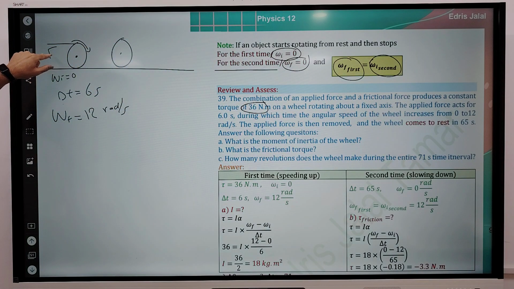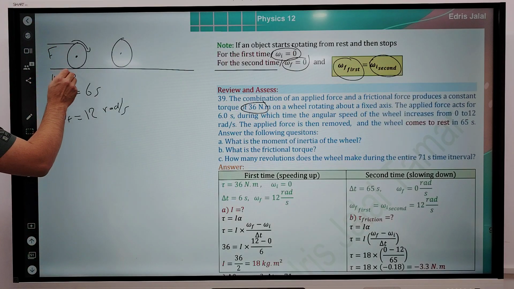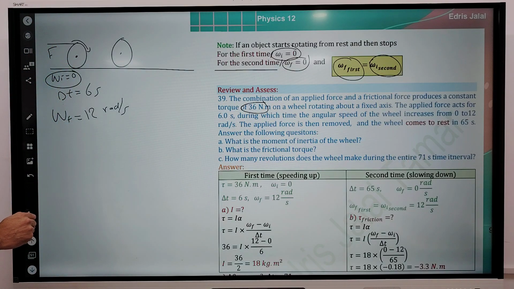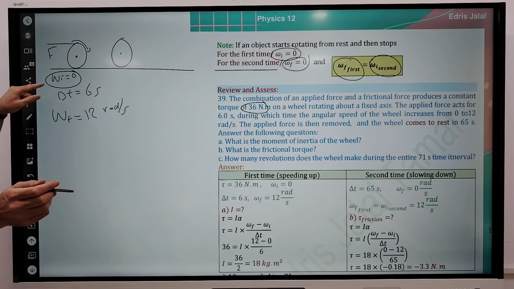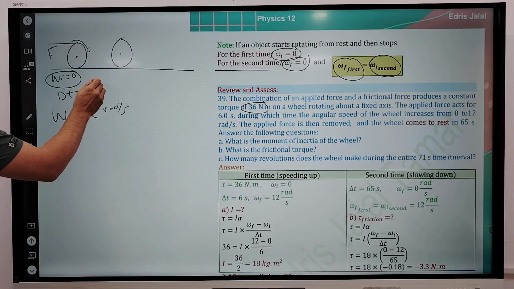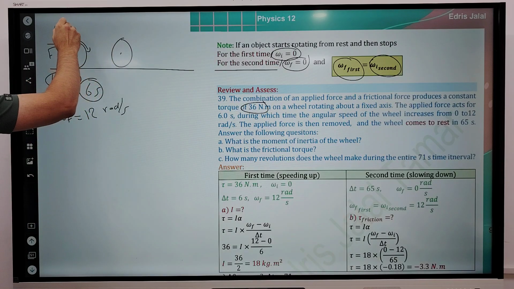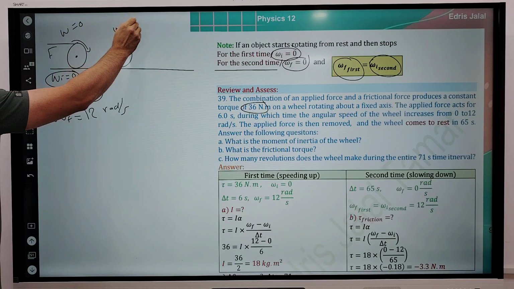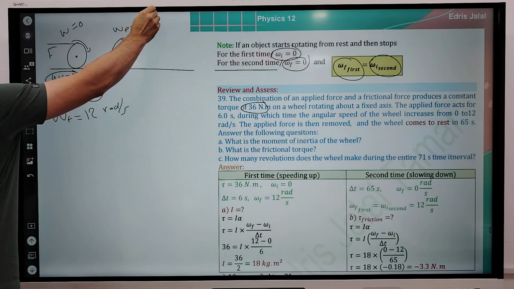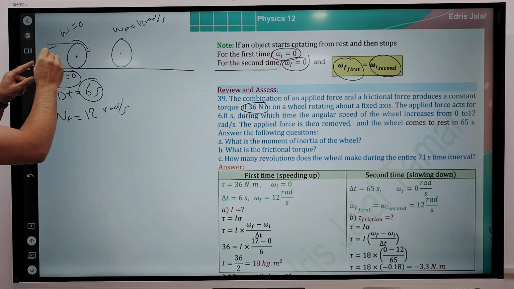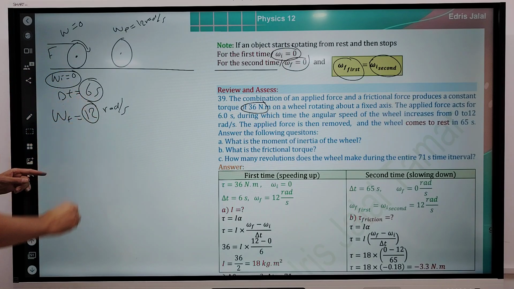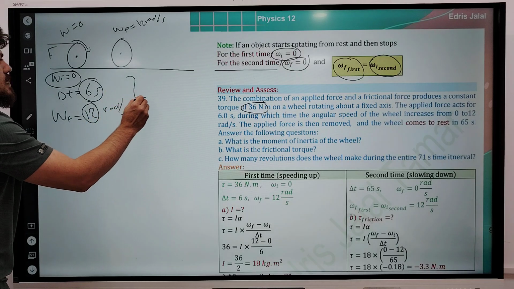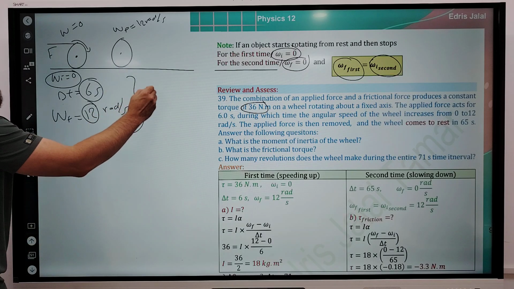This wheel is rotating with the combination of the applied force and the frictional force. In the first time, the wheel starts from rest. What do you mean by start from rest? Omega initial 0. After 6 seconds, this is omega final, 12 radian per second. Its angular speed increases and it becomes 12 radian per second. So what is this? Is this speeding up or slowing down? This is speeding up.